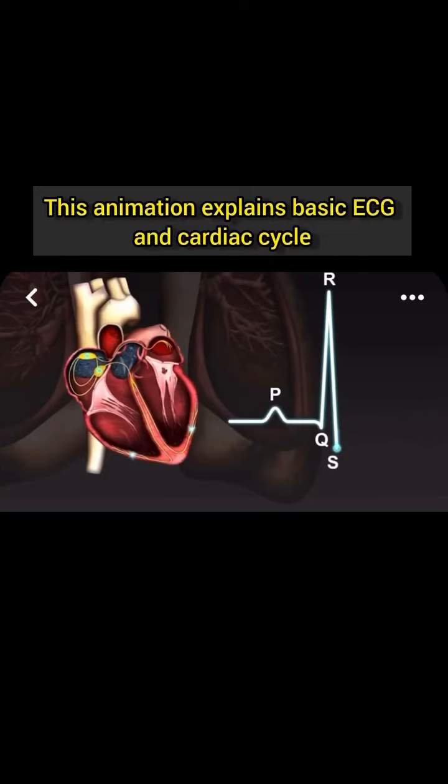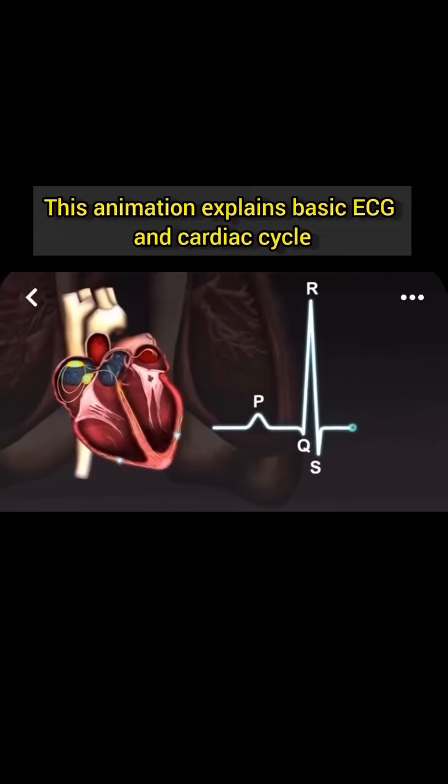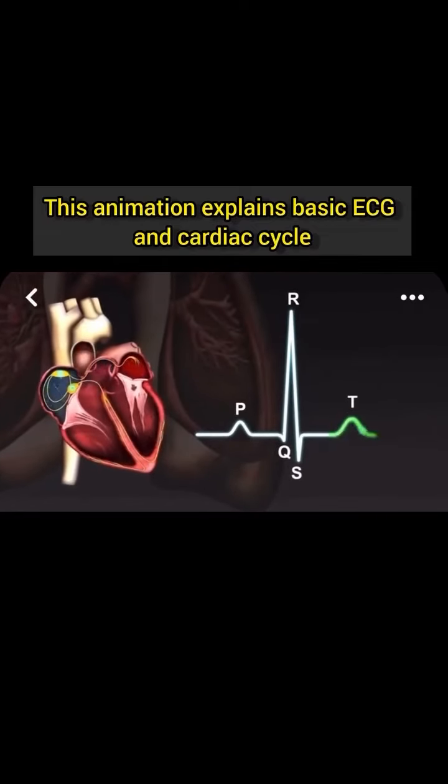The impulse remains unchanged for a moment as the ventricles remain depolarized. This gives rise to another flat section called the ST segment. As the impulse fades away and the ventricles repolarize, the T wave is formed.